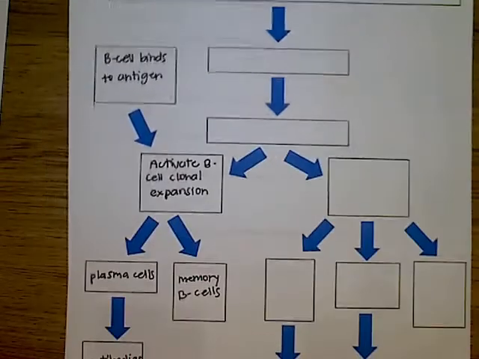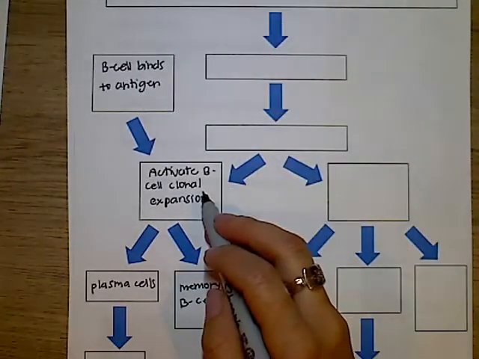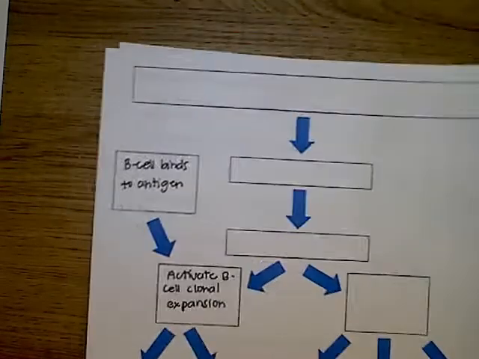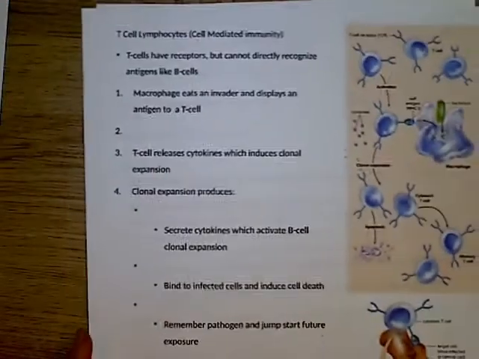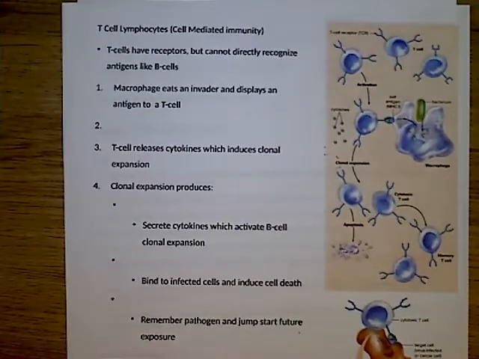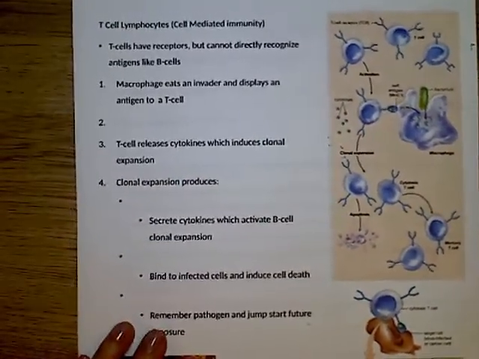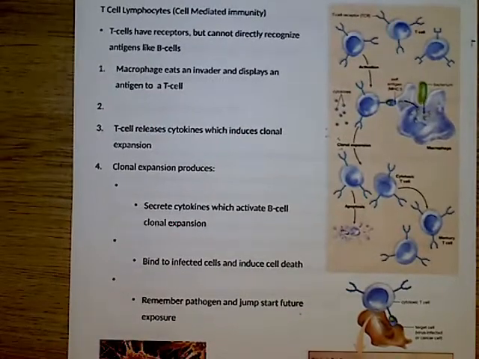The rest of this is going to be T cell, and you'll notice that T cell branches off to activate this B cell portion. So we will come back to that in a bit, but let's talk about T lymphocytes. And this is cell-mediated immunity. Doing the paper shuffle here. Lost my spot. All right, so T cells have receptors but cannot directly recognize antigens like the B cells can. So there are 4 steps here.